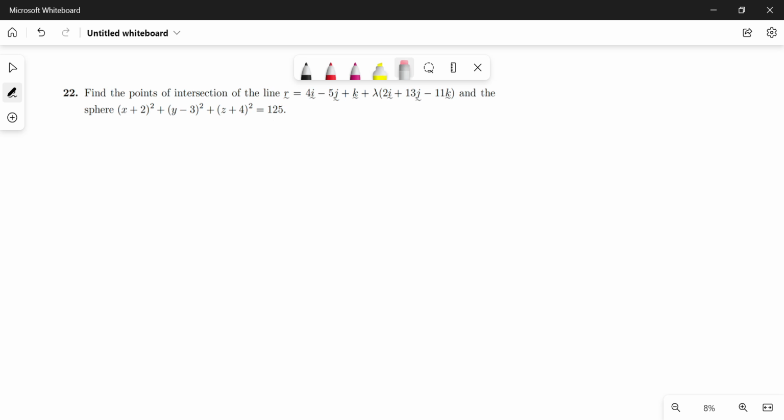Let's have a look at this. We want the point of intersection between a line and a sphere. Well, let's put that sphere into its vector equation first. So remember, we're saying the distance between that point on the edge of the sphere and the center. And the center we can read off: -2, 3, -4.